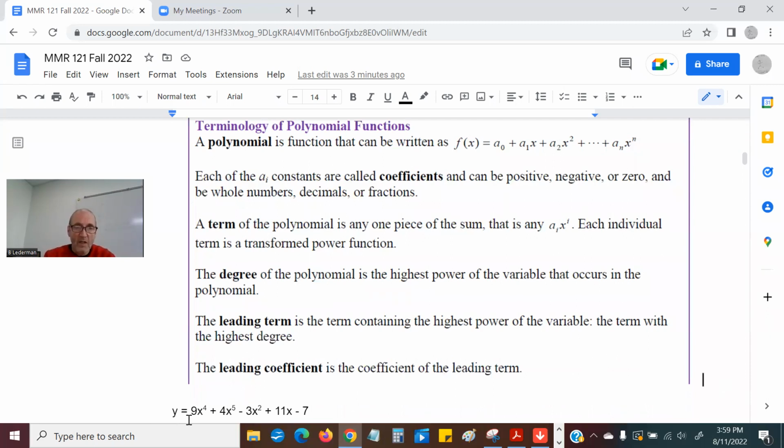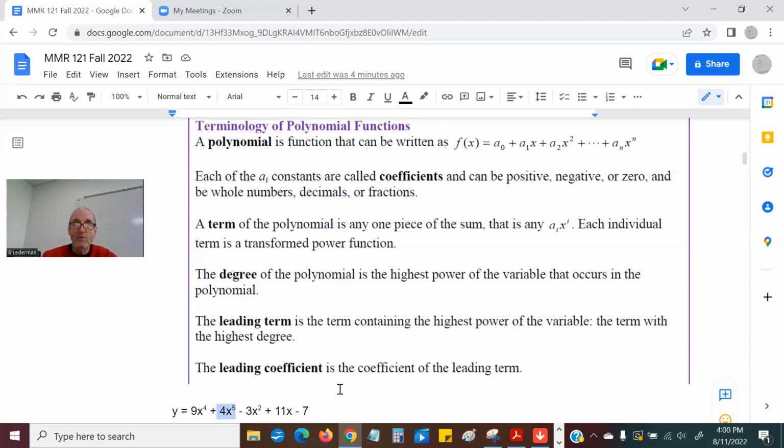So let's look at this example over here. y equals 9x to the fourth plus 4x to the fifth minus 3x squared plus 11x minus 7. You might think that the leading term is the first term, but it's actually not, because you have to look for the highest power, and the highest power is right there. 4x to the fifth is your highest power. So this is a fifth degree polynomial. The leading term is 4x to the fifth, and the leading coefficient is 4. And that's how this works.